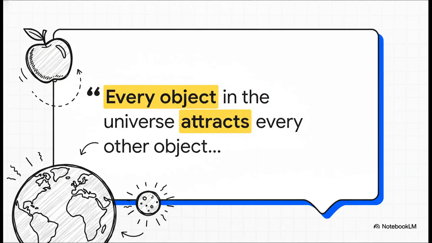And this is where the great Sir Isaac Newton comes into the picture. He had a moment of genius. He realized that the force that pulls an apple from a tree down to the ground is the very same force that keeps the moon in its orbit around the Earth. He called this universal force the force of gravitation.